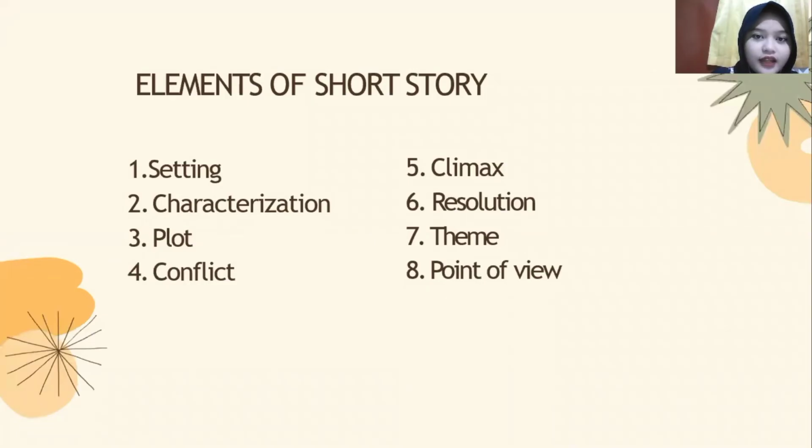Okay, next one is elements of short story. There are 8 of them. The first one is setting, the second one is characterization, the third one is plot, the fourth one is conflict, the fifth one is climax, the sixth one is resolution, the seventh one is theme, and the last one is point of view.